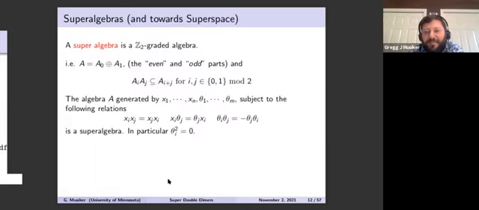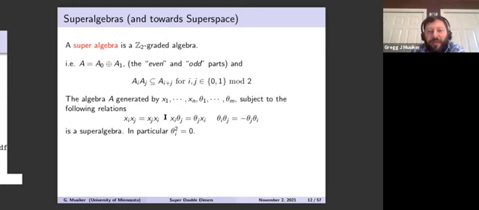So I want to switch gears now and talk about superalgebras and superspaces. So a superalgebra is a Z2 graded algebra. So there's even and odd parts. Even elements commute just like the ordinary cluster algebraic case we were talking about. And even parts commute with odd parts, but the odd elements anti-commute with one another.